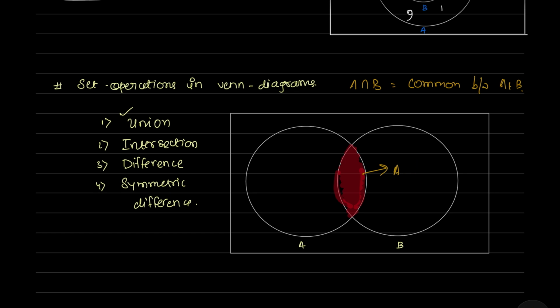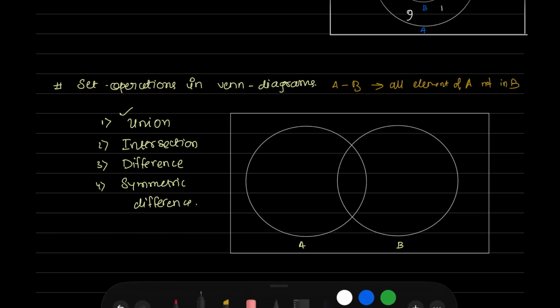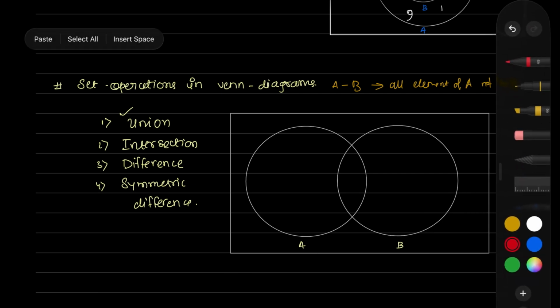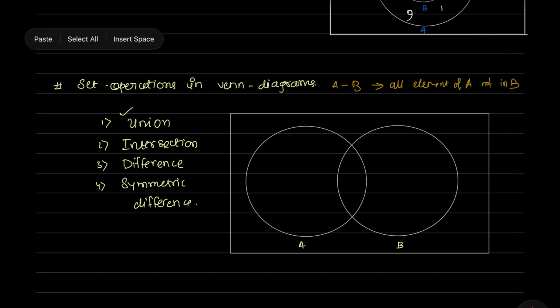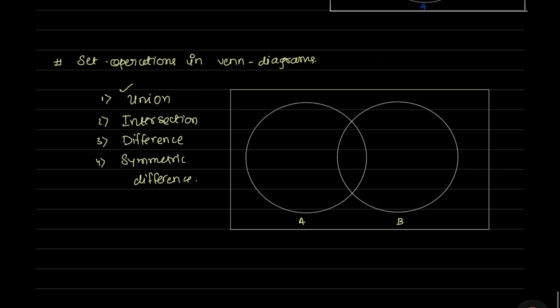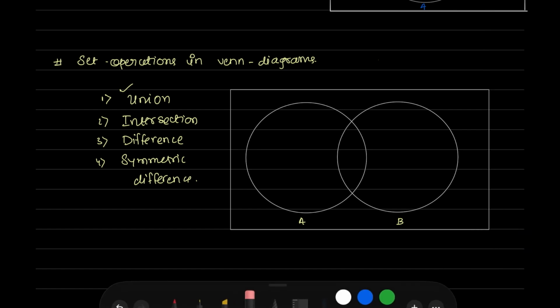Alright. Similarly, the next one we have is A minus B. What does it mean by definition? All elements of A not in B. Now if you see this diagram, only the intersection part is in B. Hence, we can say this region will represent A minus B.